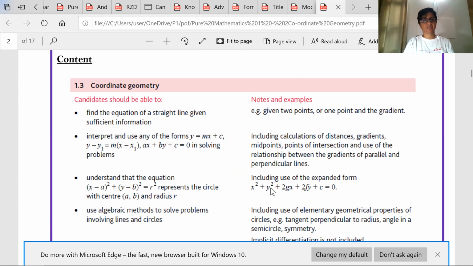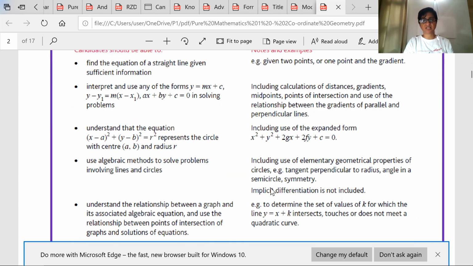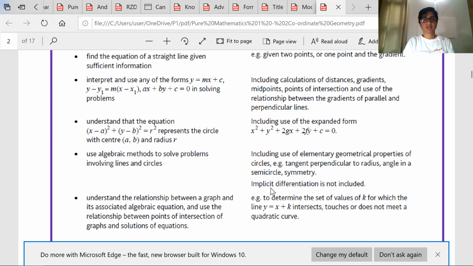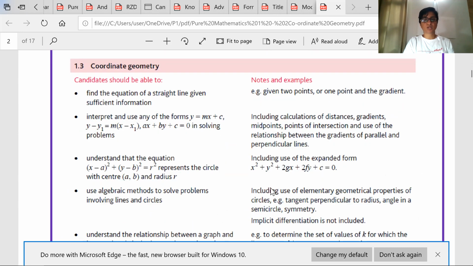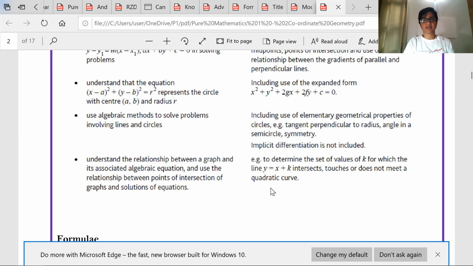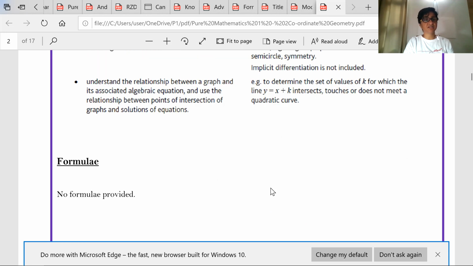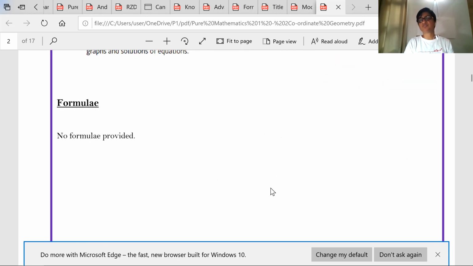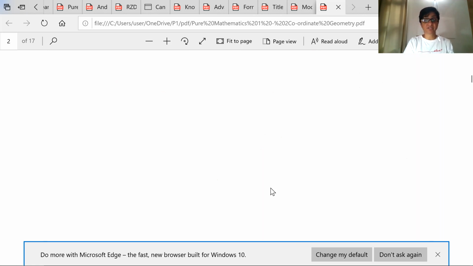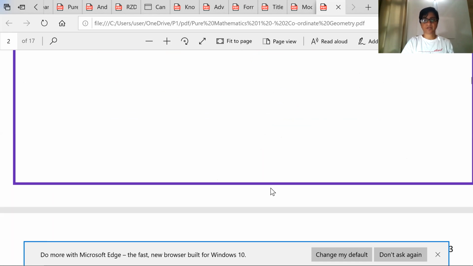I also have given the syllabus content on the second page, so you know what is there and how much more is to be covered. And under coordinate geometry, there are no formulas given. Right, shall we start this first question?